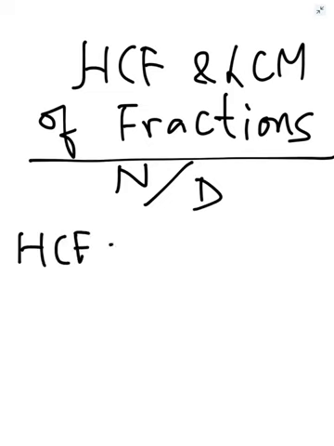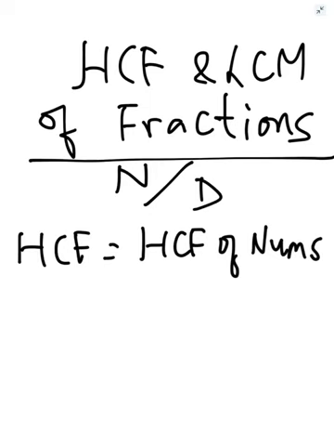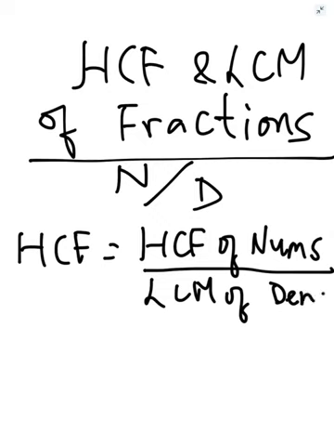So the HCF of given fractions is given by this formula. HCF of numerators divided by LCM of denominators. Very important formula. HCF of fractions is HCF of numerators. For the different fractions, you take the numerators first and find their HCF, divided by the LCM of denominators. For the denominators of all the fractions, first you find their LCM and then divide. So this whole fraction will be the HCF of the given fractions.